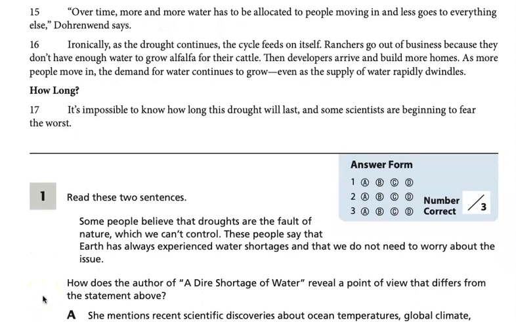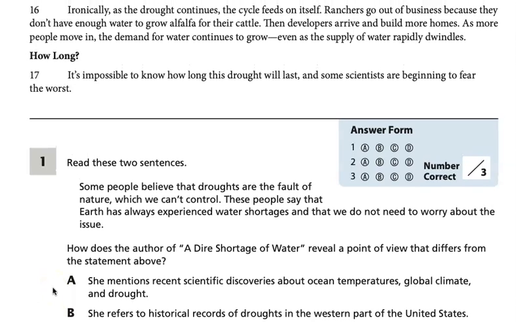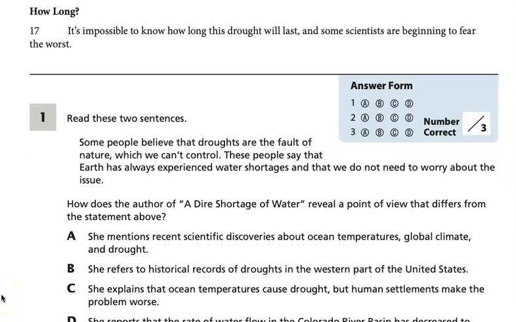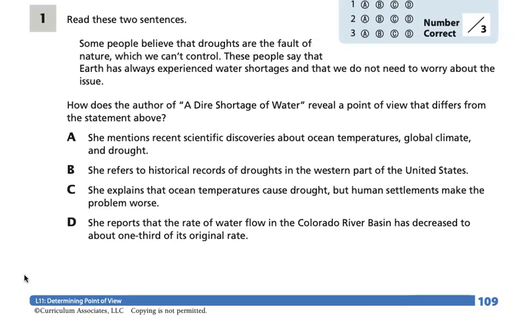Over time, more and more water has to be allocated to people moving in, and less goes to everything else, Dorenwind says. Ironically, as the drought continues, the cycle feeds on itself. Ranchers go out of business because they don't have enough water to grow alfalfa for their cattle. Then, developers arrive and build more homes. As more people move in, the demand for water continues to grow, even as the supply of water rapidly dwindles. How long? It's impossible to know how long this drought will last, and some scientists are beginning to fear the worst.